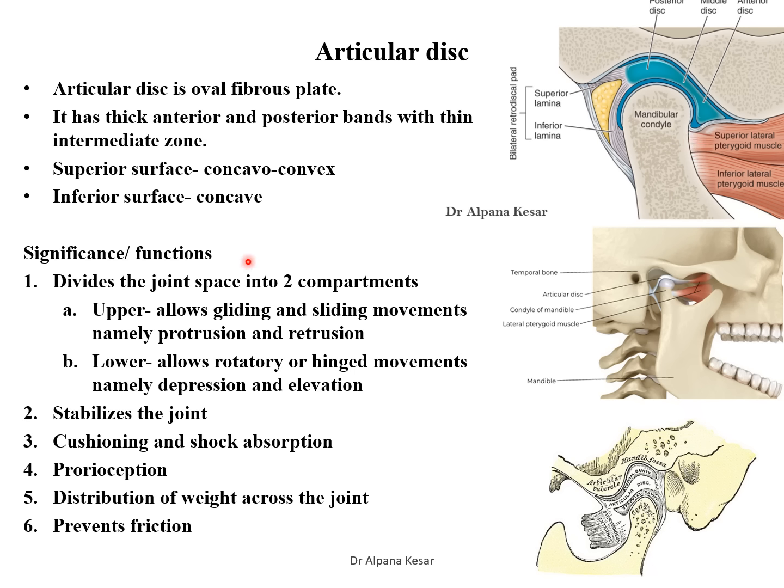The significance of articular disc is that it divides the entire joint space into two compartments, the lower compartment and the upper compartment. The lower compartment allows rotatory movements of the head of the mandible, as in depression and elevation of mandible. Upper compartment allows gliding and sliding movements that take place during protrusion and retrusion.